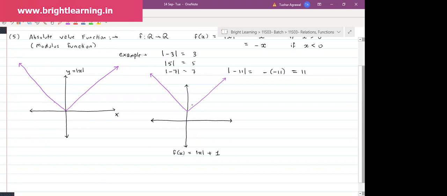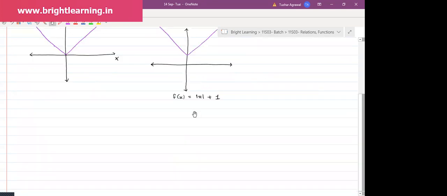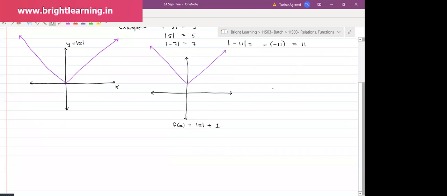This part we'll see again in the special chapter, transformation of graphs. And modulus of x plus 1 you can draw. Modulus of x minus 2, f of x is equal to modulus of x minus 2, this graph I give you as homework. I think you should be able to do it.